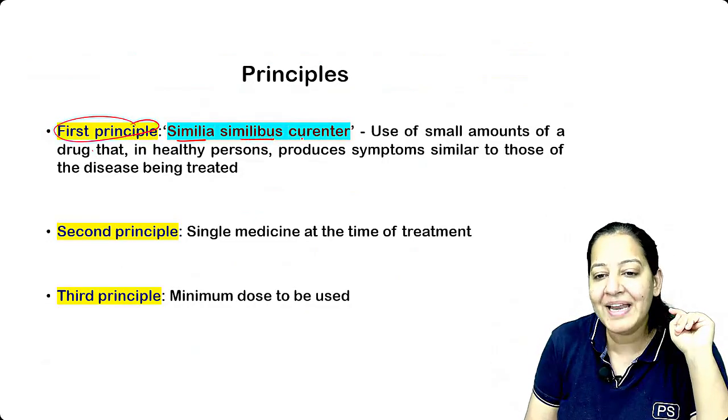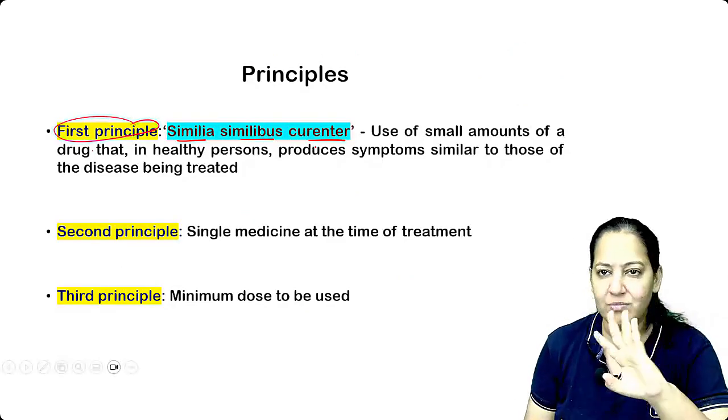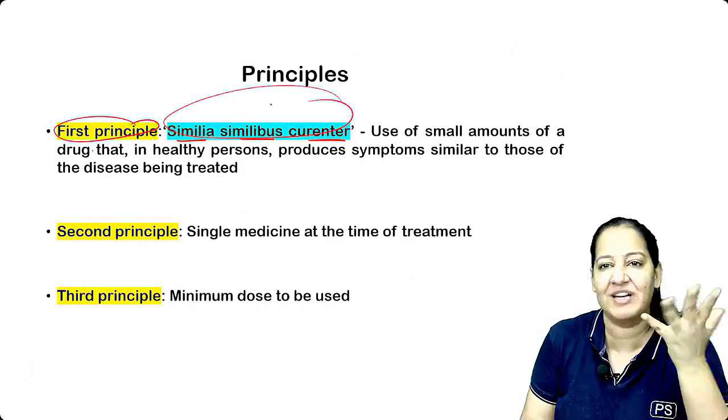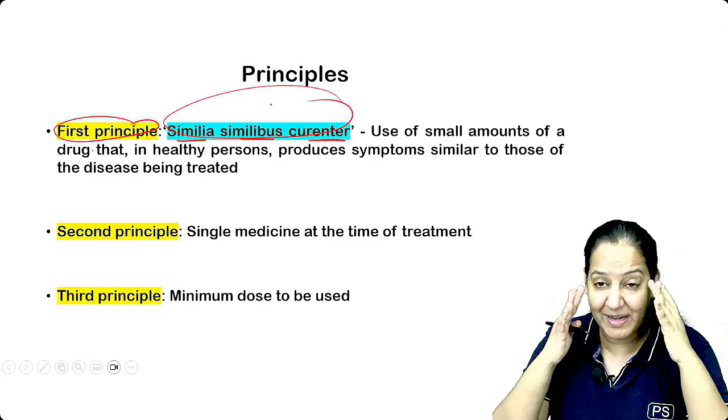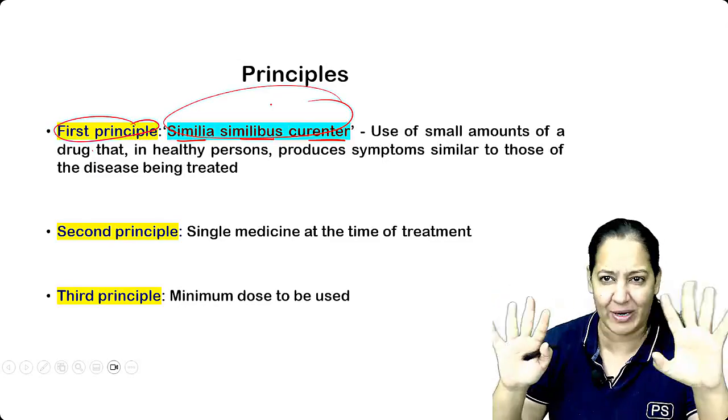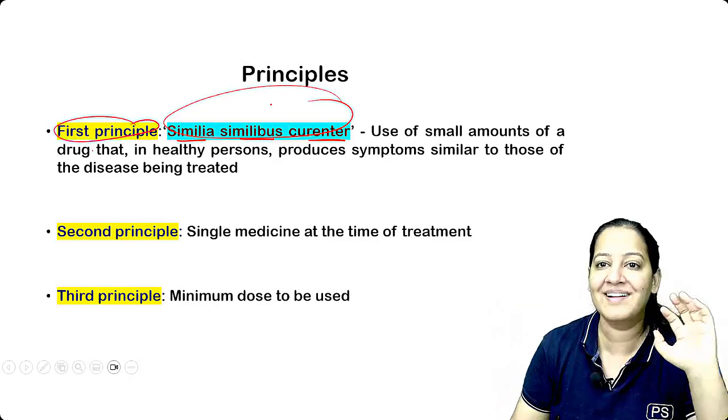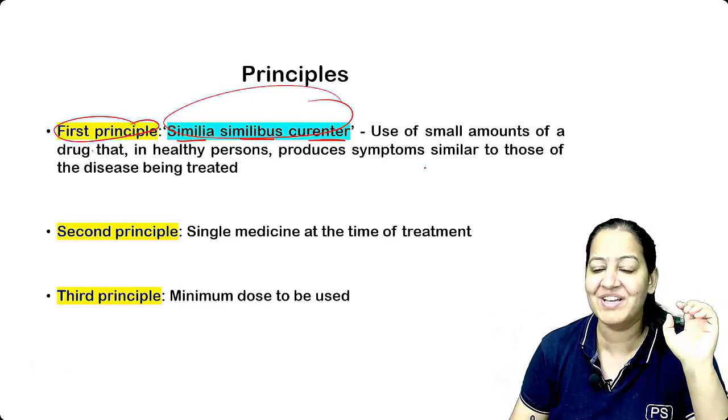Similia similibus curentur. I don't know. Just have a look. If it is coming in the option, definitely you will identify. For me, it's looking like something Simba. Okay, just forget it. Just have a look. This is a language, I don't know which language. So what does it mean?